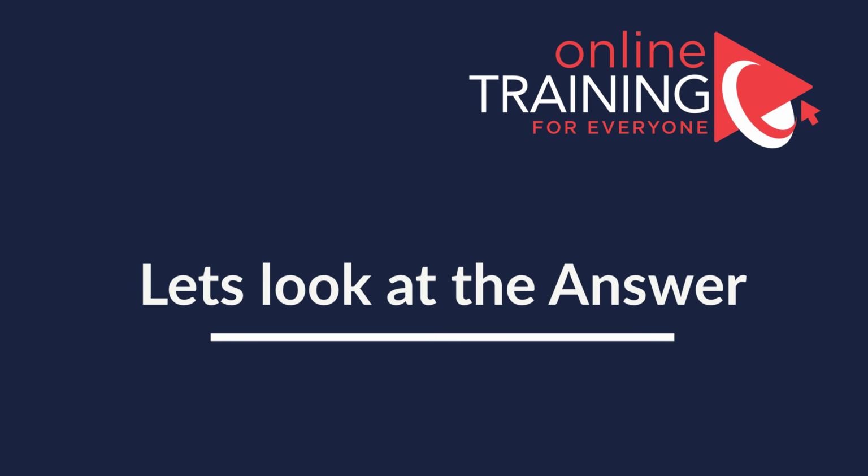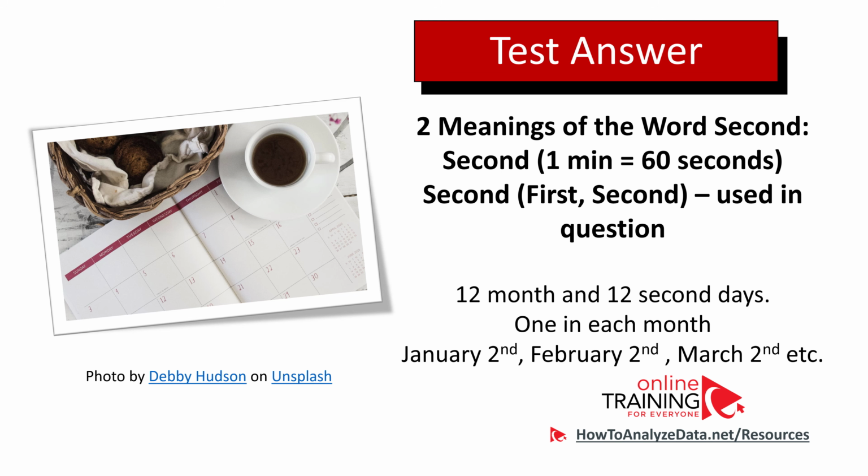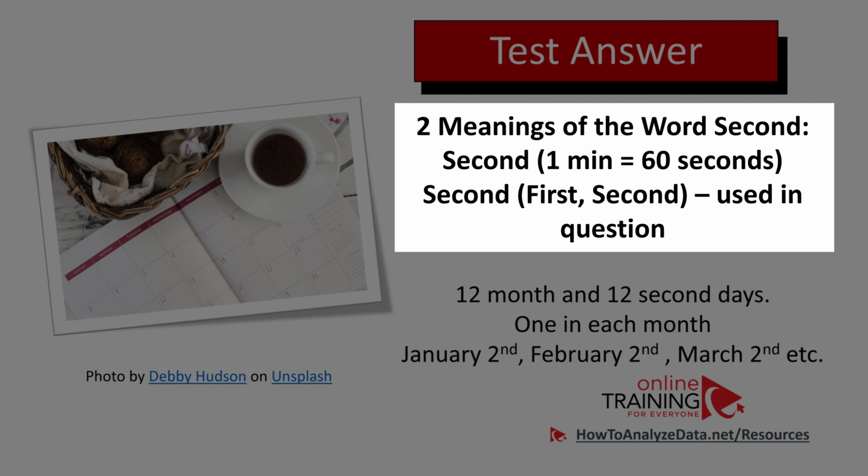Now let's continue and get to the correct solution together. Obviously, this is a tricky question, and it challenges your understanding of the word second. There are 2 meanings of the word second. One is second, for example, 1 minute has 60 seconds. But the other one is second, where you have a sequence of first and second. And the second meaning is used in this particular question.